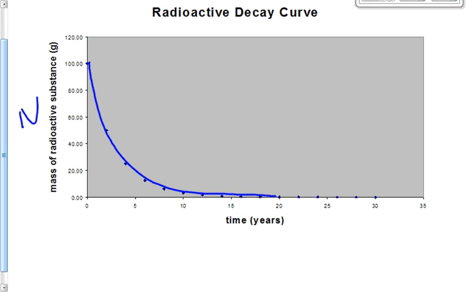What are we going to have to find from this? Well, we're either going to have to find a time or we're going to have to find an n. If you want to find a time given an n, you're going to go over and down. If you want to find an n given a time, you're going to go up and over.